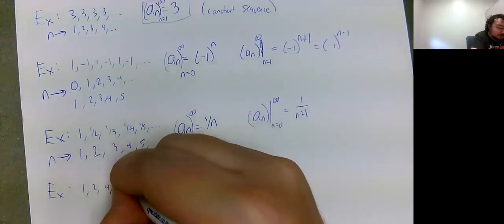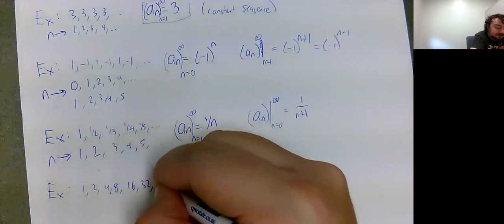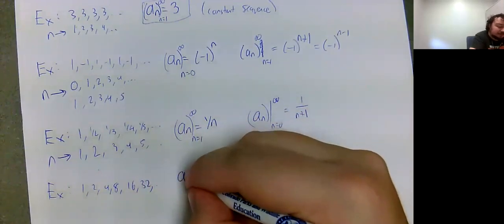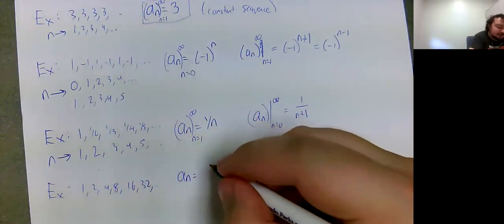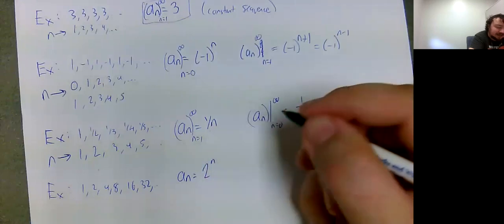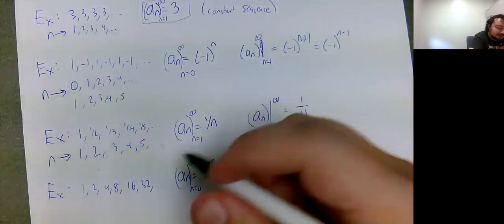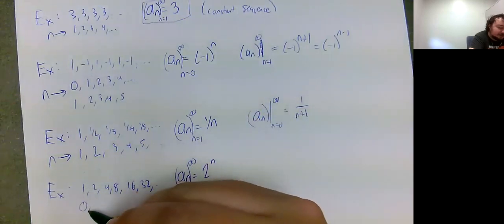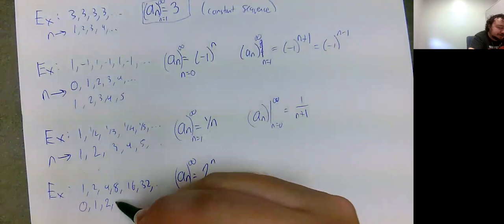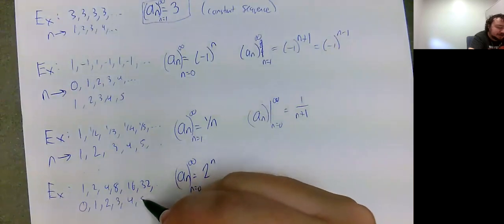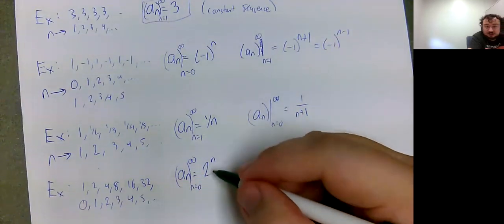1, 2, 4, 8, 16, 32, etc. All right, so the formula, I pretty much mentioned this one earlier. This is going to be 2 raised to the nth power. This one's going to be a bit more convenient to start at 0, because I have 2 to the 0th power here, 2 to the first power here, 2 squared here, 2 cubed, and so on. So I'm going to start this one at 0.